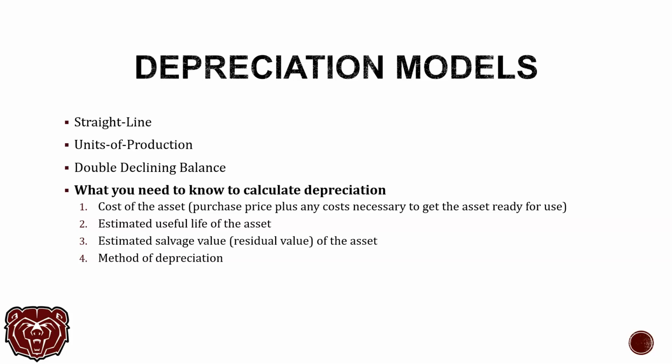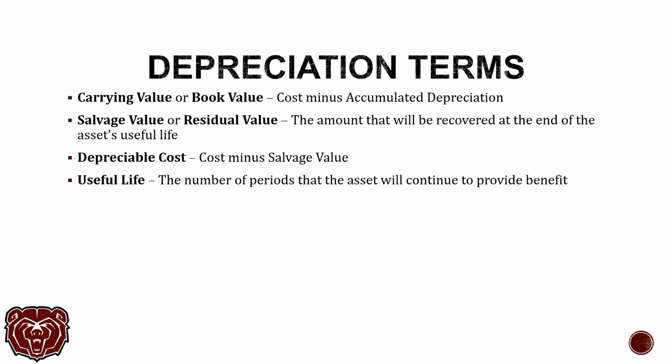Then you've got to know the estimated useful life of the asset. Don't worry, you'll never have to calculate that. Somebody will tell you what the useful life of the asset is. Also, you need to know the estimated salvage value or residual value of the asset. Residual value, salvage value, they mean the same thing. Essentially, that is the value we think we could get for it if we sold it at the end, if we disposed of it at the end of its useful life. And then finally, you need to know the method of depreciation that you're going to be using.